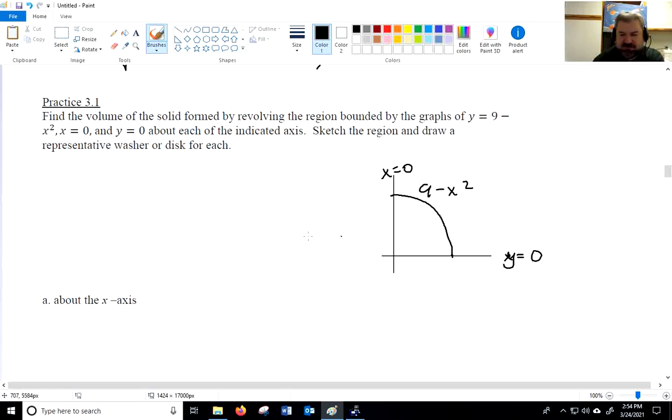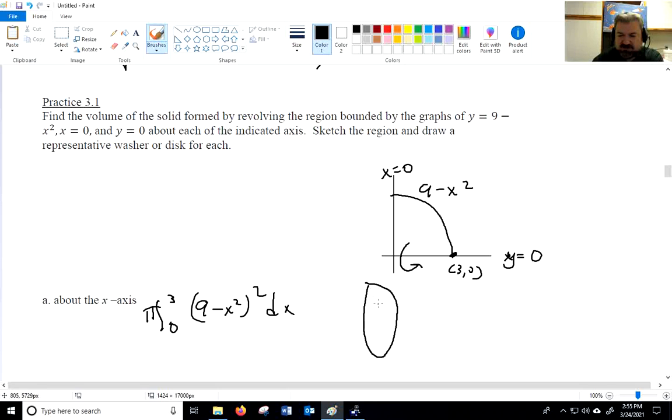What if I was to revolve it around the x-axis? That means we're revolving this way. The entire region is completely flush with that axis of rotation, so I'm just going to have a disk here. So it'll be the integral from 0 to, you could solve for this x-intercept, 3 comma 0. So from 0 to 3 of 9 minus x squared, squared. Remember, it's pi r squared h, and then our h is simply dx. That's our representative washer being made vertically. There's no center, so it's just from here all the way up, 9 minus x squared.